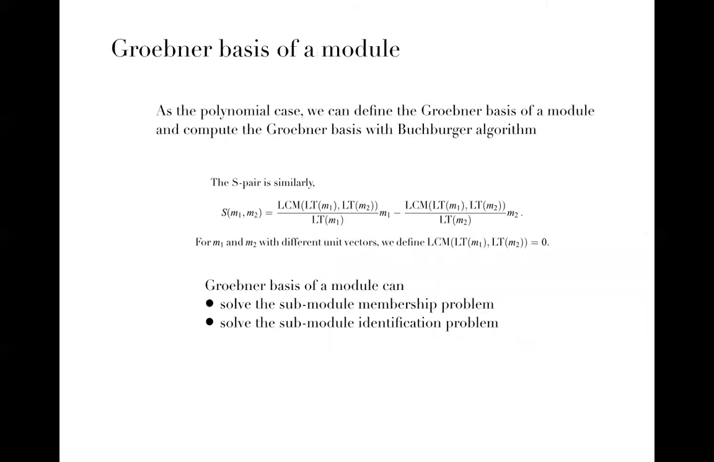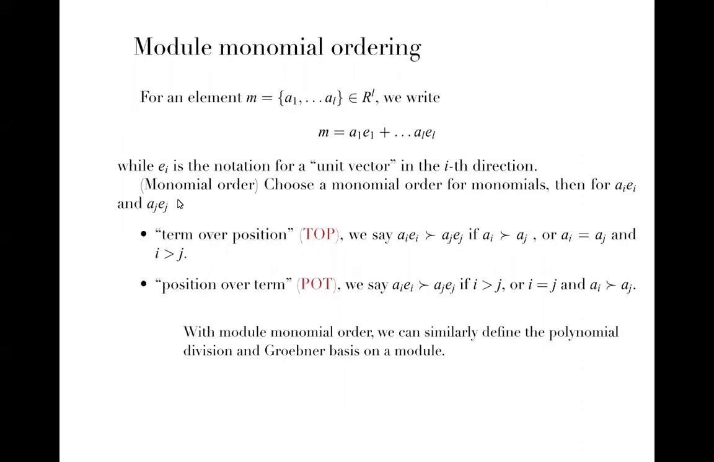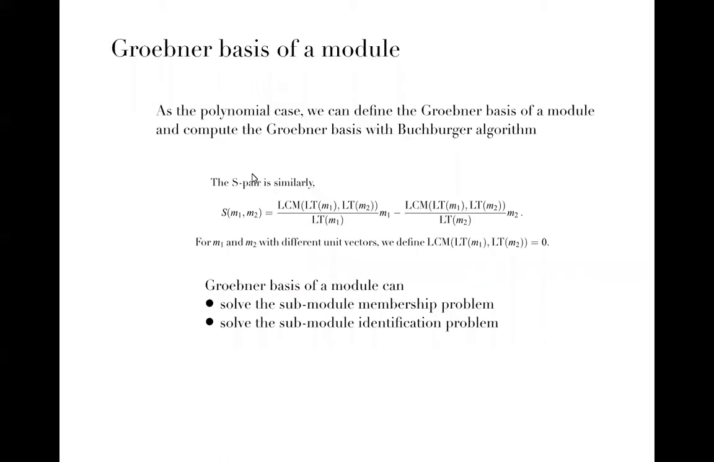So again, I just try to repeat everything quickly. Just like the ideal case, if you try to solve the ideal membership problem, or compare two ideals, you'd better compute the Gröbner basis. For submodules of R^L, you can also compute a Gröbner basis because here I already defined this monomial ordering for the submodule. Everything is just the same. You can do polynomial division, and you can also do the Buchberger algorithm. The heart of the Buchberger algorithm is that you can do this kind of S-pair.